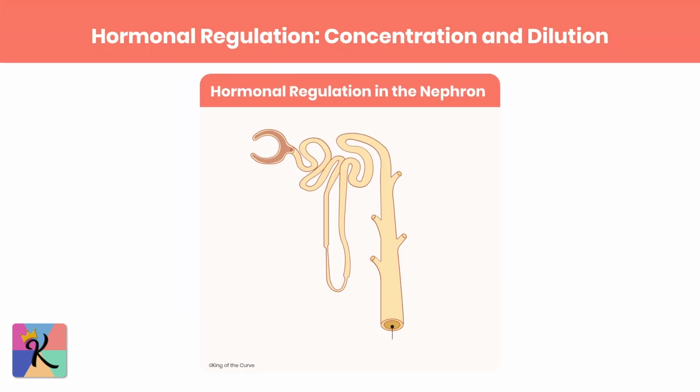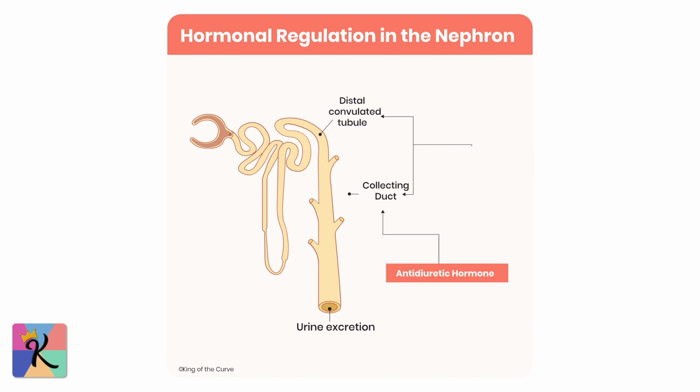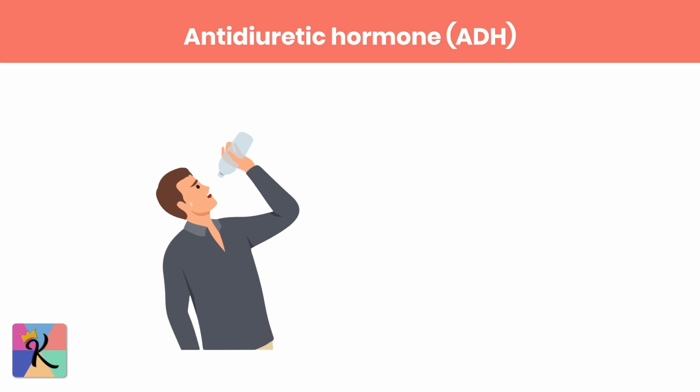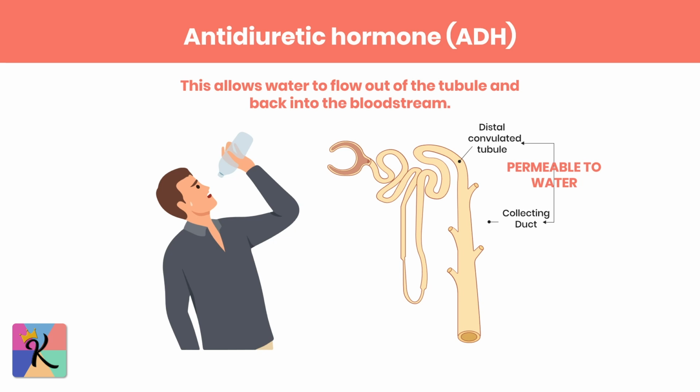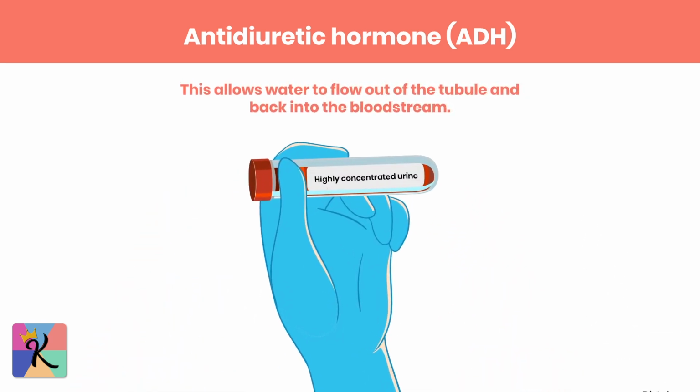Before the filtrate exits as urine, adjustments are made to control its volume and concentration. This process is regulated by two hormones: antidiuretic hormone, ADH, and aldosterone. Let's start with ADH. When you're dehydrated, the body needs to conserve water. ADH is released by the posterior pituitary, making the distal nephron, particularly the collecting duct, permeable to water. This allows water to flow out of the tubule and back into the bloodstream. The result is a small volume of highly concentrated urine.